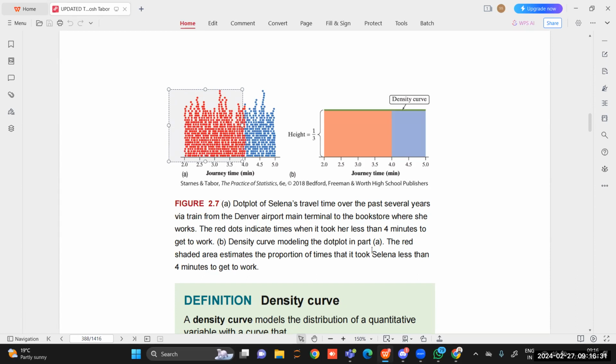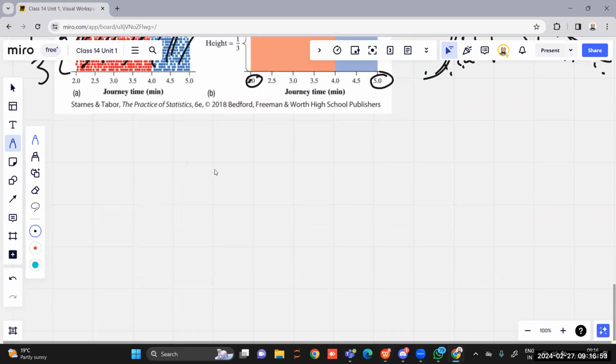Density model the dot plot in part A. The red shaded area estimates the proportion of time that it took Selena less than 4 minutes to get to work. So this is the area where she took less than 4 minutes, and this is the area where she took between 4 and 5 minutes. Okay, so this was the dot plot that we have plotted. The table will look something like this.